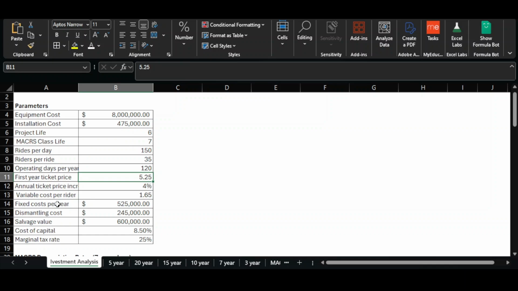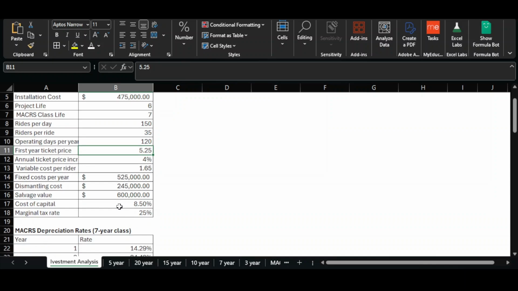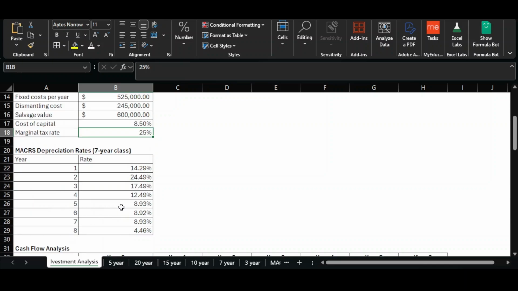And then the variable cost per rider is $1.65. The fixed cost per year is $525,000. Dismantling cost is $245,000. Salvage value is $600,000. Cost of capital, which is also equal to the discount rate, is 8.50%. Marginal tax rate is 25%. Again, these are all given simply in the paragraph of the exercise or the assignment.